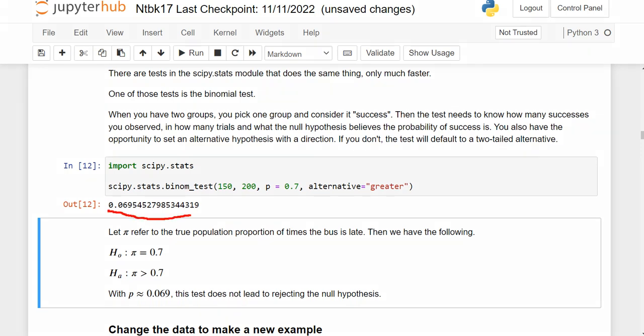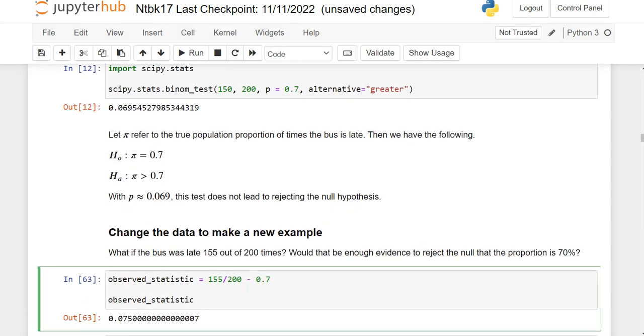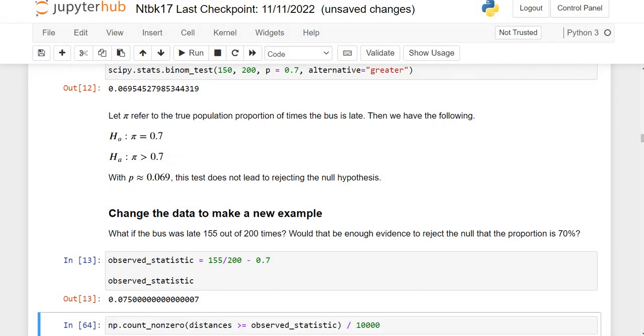We can calculate the p-value directly with just one line of code. And please notice that this is the binom test. Now, we said we were going to talk about goodness of fit, and I'll explain why we're using the binomial test in just a second. But here we go. We've got the greater than, and they're changing the data. Why? Well, what if the bus was late 155 out of 200 times instead of 150? So they're changing it slightly.